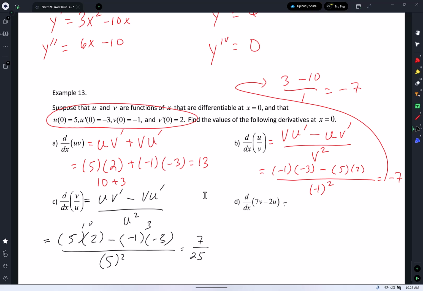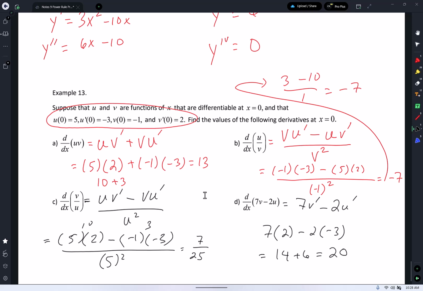All I'm doing is taking a derivative. So that 7 is just a constant. Leave it alone because it's a product of 7 and V. So this is just 7 v prime minus 2u prime. All right. 7 times what is v prime? 2 minus 2 times what is u prime? Negative 3. 7 times 2 is 14. 2 times 3 is 6. Well, negative times the negative is a positive. And it looks like we got 20.